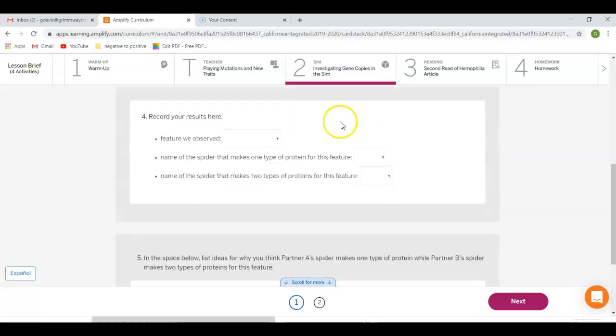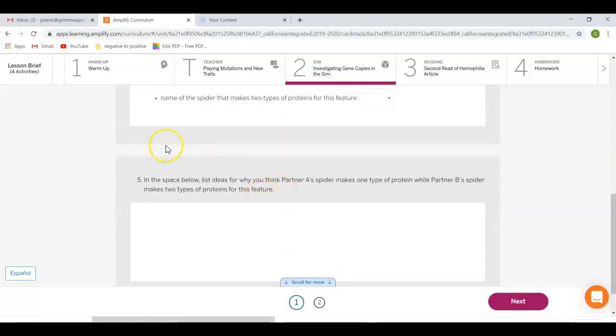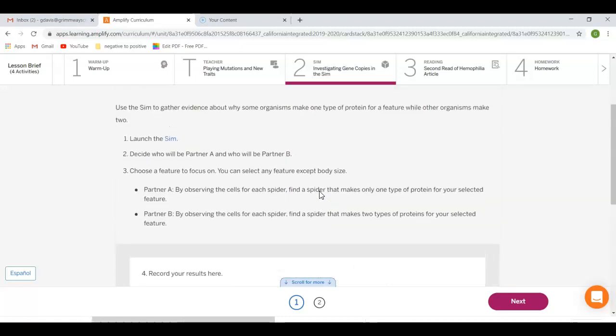And then you're going to come down and record your results. So the feature you observed, the name of the spider that makes one type of protein, the name of the spider that makes two types of proteins, and then for number 5, it says in the space below, list ideas for why you think partner A's spider makes one type of protein while partner B's spider makes two. So you're just going to explain why you think one spider makes one protein and one spider makes two proteins.